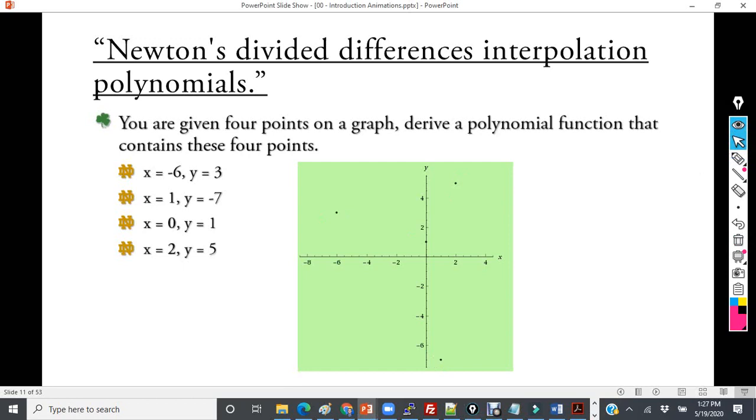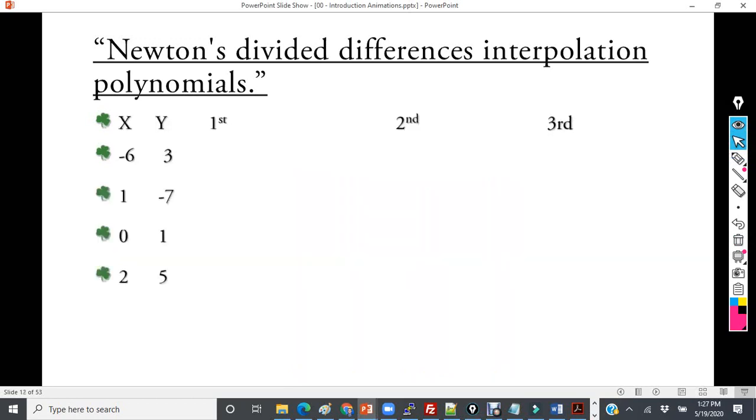So to perform this, we use Newton's divided differences interpolation of polynomials. The first level, what we're going to do is y2 minus y1 over x2 minus x1. And that's going to give us -7 minus 3 divided by the quantity 1 minus -6. And that's going to give us -10 over 7.